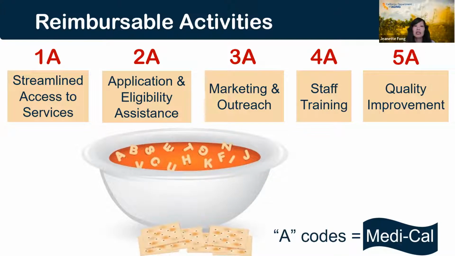And then finally, code 5A is quality improvement. For this one, a lot of activities can potentially fall under here, actually. Here we're talking about performing activities that improve the coordination or delivery of Medi-Cal services specifically. So it can mean a lot of things, including gathering and analyzing Medi-Cal data, tracking and trending Medi-Cal utilization, identifying gaps in care for Medi-Cal beneficiaries, participating in ADRC advisory meetings and work groups where Medi-Cal programs are being discussed.